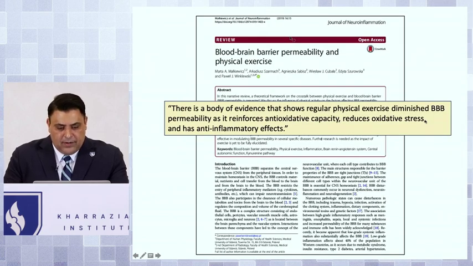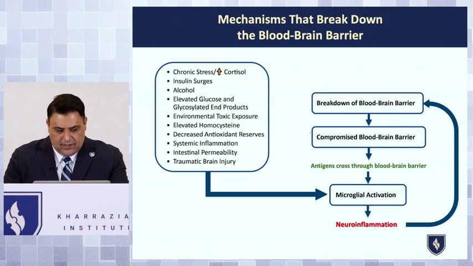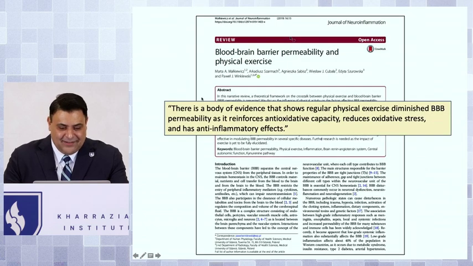Now, when you look at the blood-brain barrier and what things you can do to heal it and what things are involved, elevated homocysteine, intestinal leaky gut, chronic stress, those are issues. Alcohol, obviously, is not an issue with children unless they're drinking it.